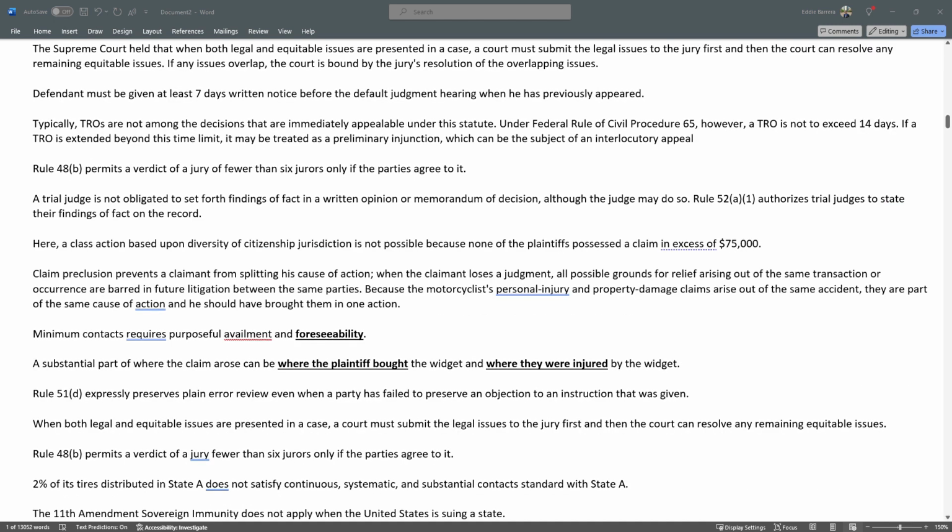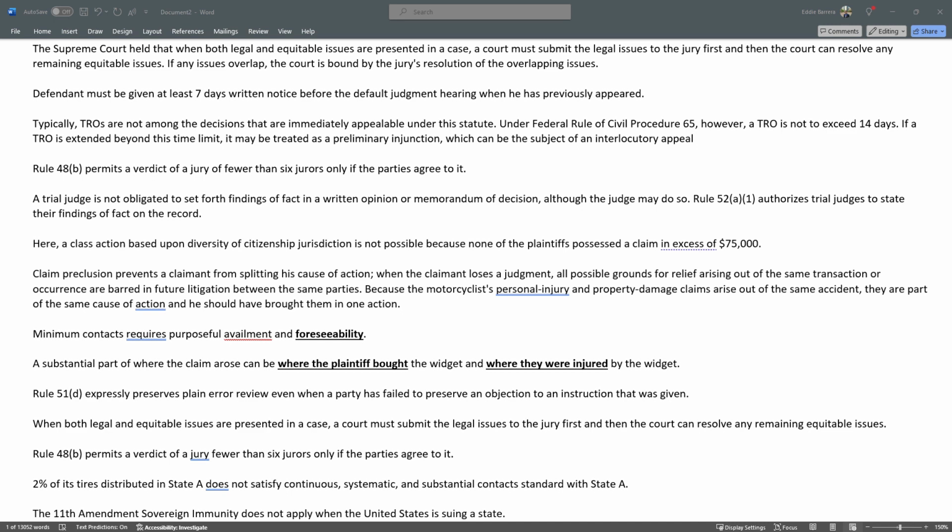The Supreme Court held that when both legal and equitable issues are presented in a case, a court must submit the legal issues to the jury first, and then the court can resolve any remaining equitable issues. If any issues overlap, the court is bound by the jury's resolution of the overlapping issues. Defendant must be given at least 7 days written notice before the default judgment hearing when he has previously appeared.